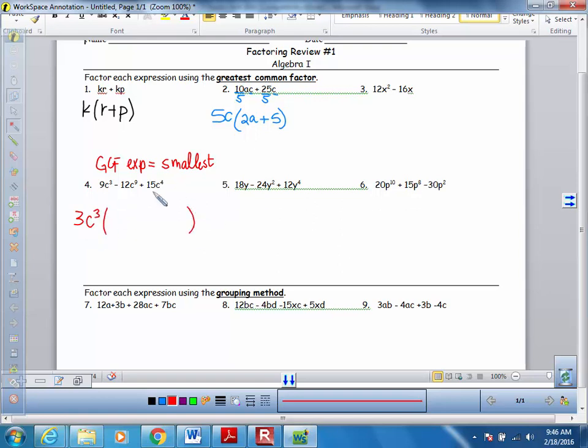Now, everything that's left over once I pull these out is what goes in the parentheses. So I would divide 9 by 3, which would give me 3. I took C to the 3rd out, so this goes away. Then I would subtract: 12 divided by 3 is 4. I had C to the 9th. I took C to the 3rd away, so that would give me C to the 6th. And then plus 15 divided by 3 is 5. I take C to the 3rd away from C to the 4th, and that leaves me just with C to the 1st. But we don't necessarily have to write C to the 1st.